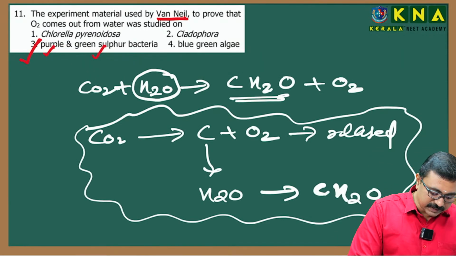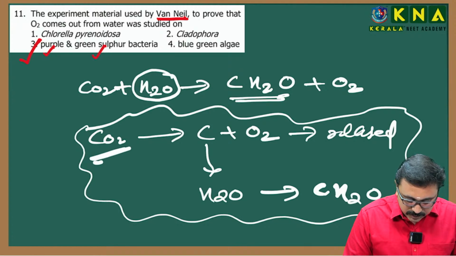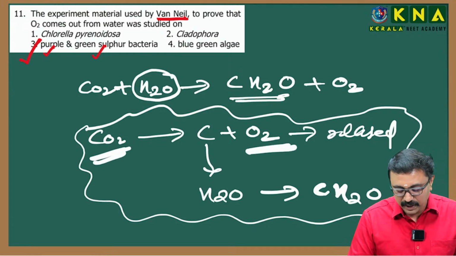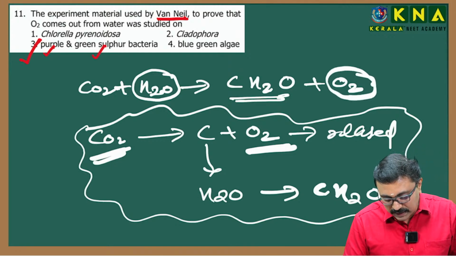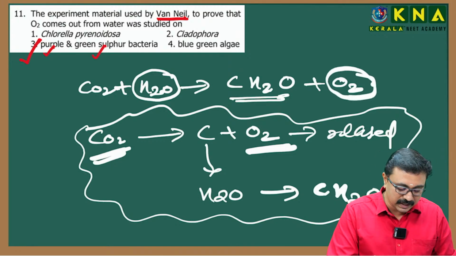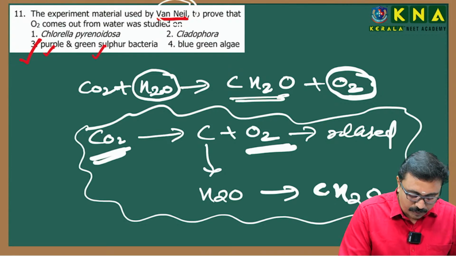So he understood that it was not the carbon dioxide that splits and gives you the oxygen, it was water that splits and releases the oxygen during photosynthesis. So this experiment was done by Van Niel.